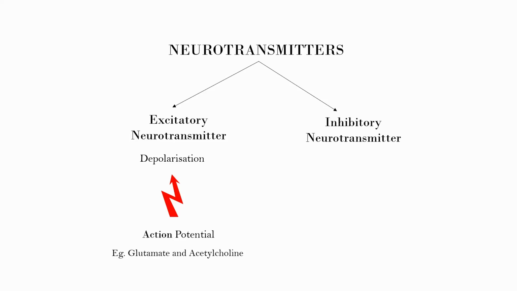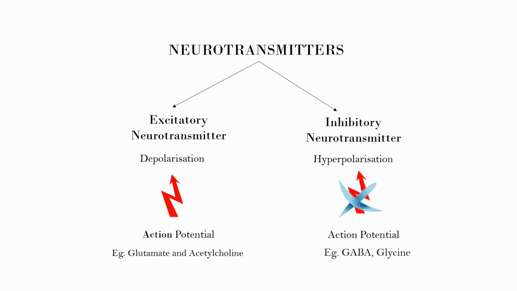The job of inhibitory neurotransmitter is to keep things under control. It makes sure that neurons do not get too carried away with their excitement by causing hyperpolarization of the neurons, making them less likely to fire. GABA and glycine are some examples of inhibitory neurotransmitters. So excitatory and inhibitory neurotransmitters work together to keep the brain balanced.